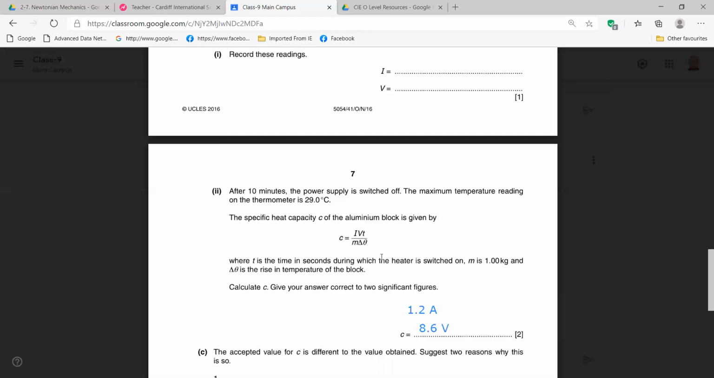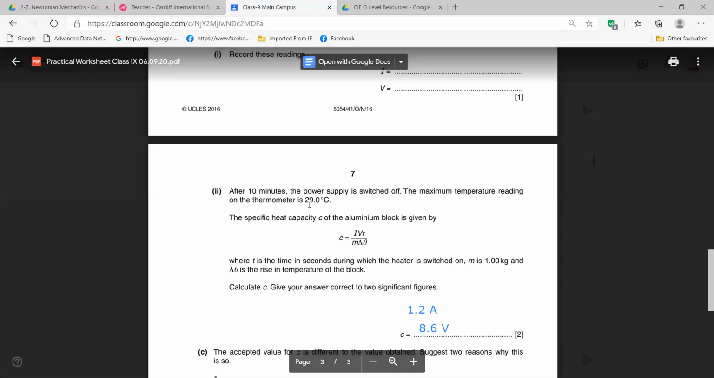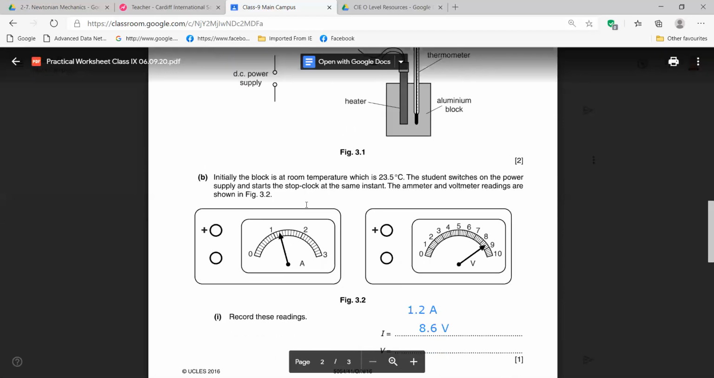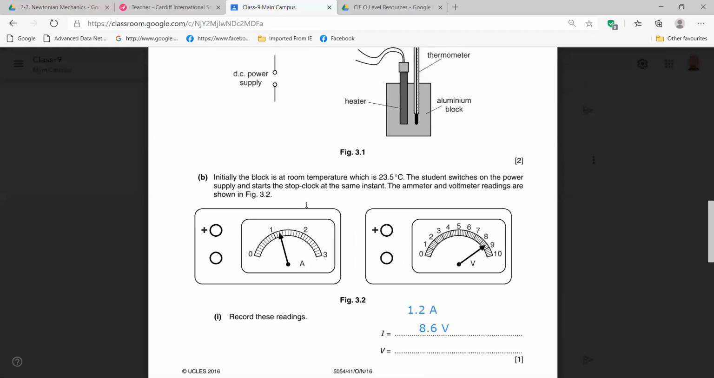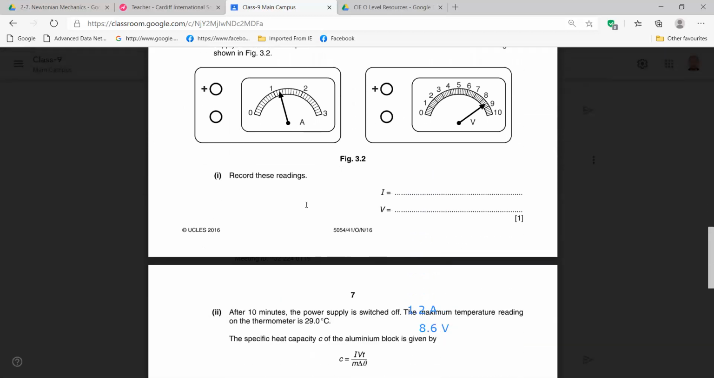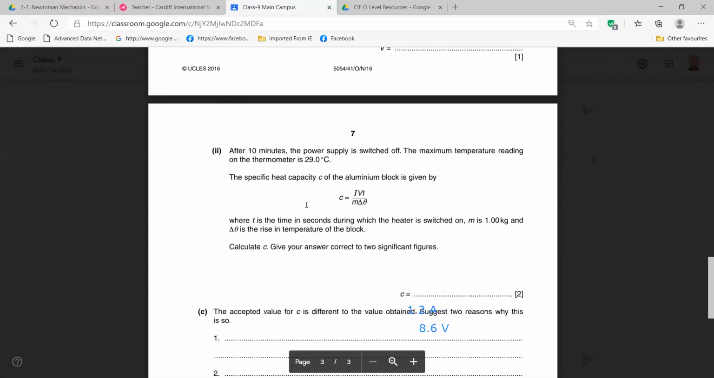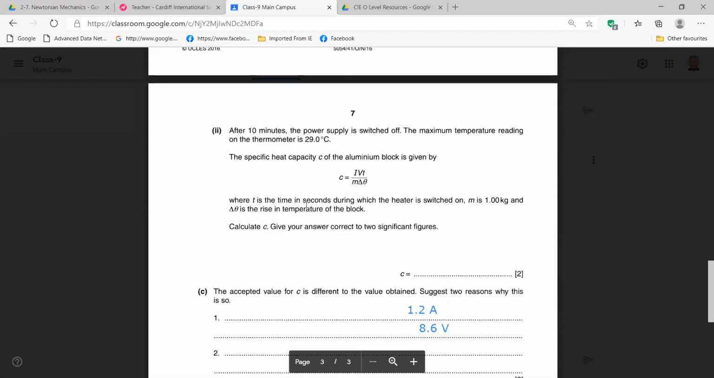So the mass is 1.2. Delta theta. Can you show the temperature? The maximum temperature reading is 29, and the previous one was 23.5. So 29 minus 23.5, that is 5.5.